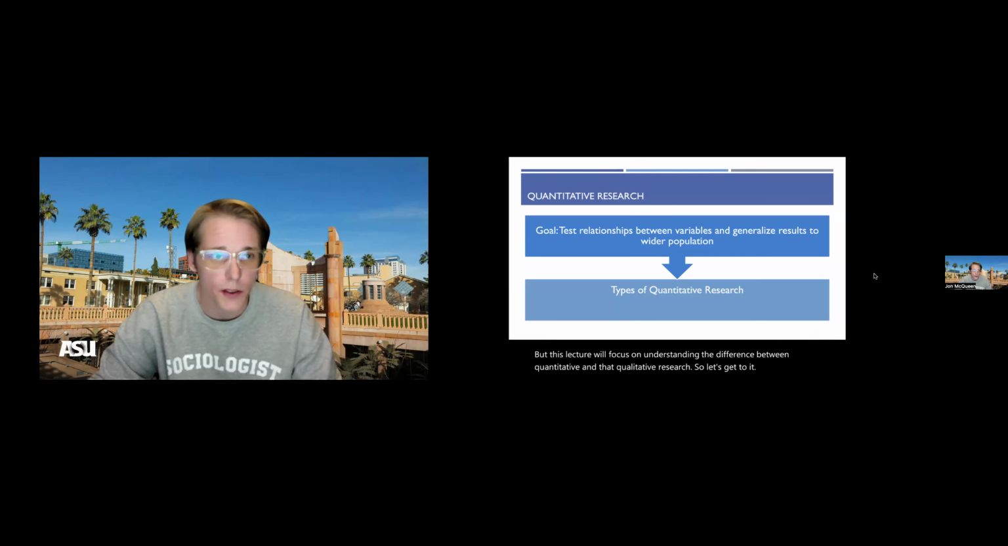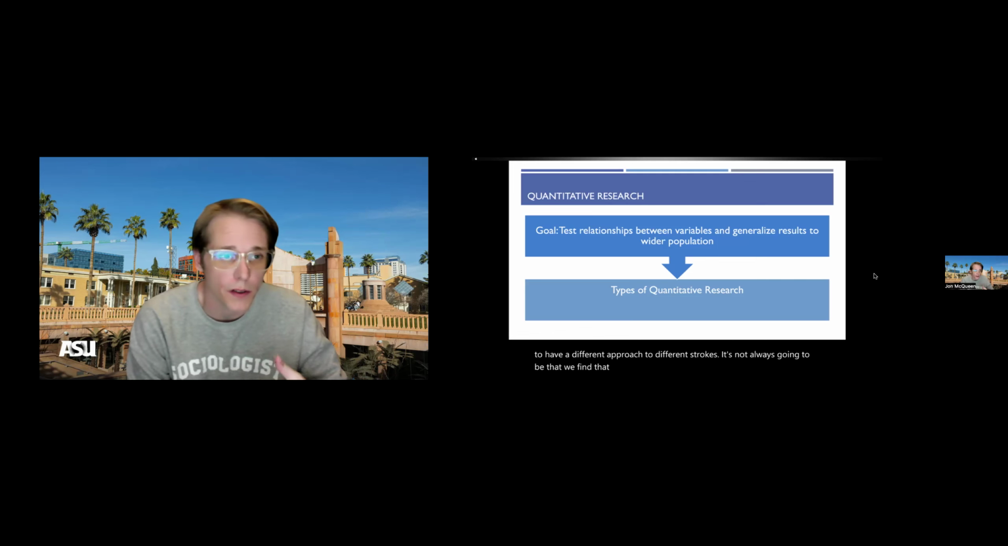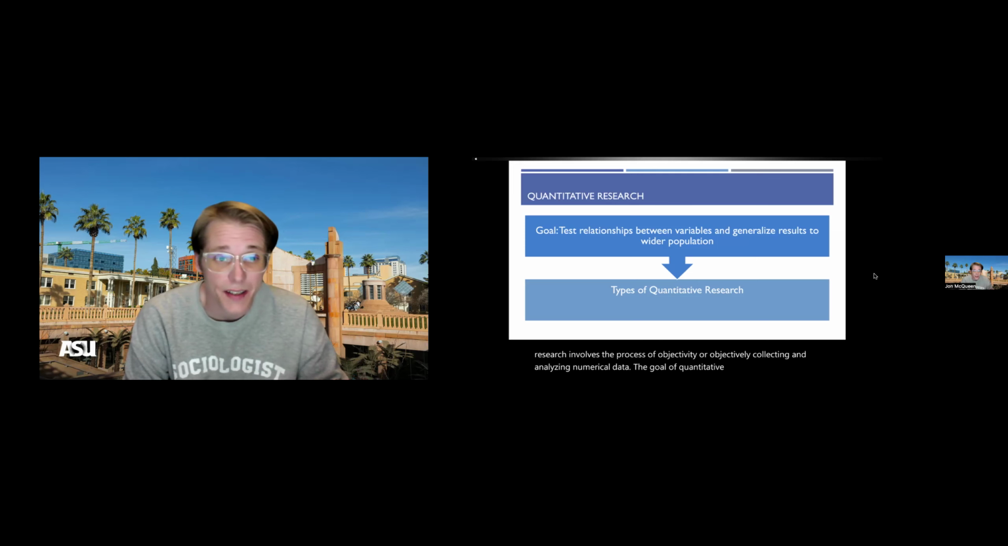So when we're looking at quant or qual, the goal is to have a different approach for different strokes. It's not always going to be that one method fits all of them. First, we're going to focus on quantitative research methods. Quantitative research involves objectively collecting and analyzing numerical data. The goal is to test relationships between variables and to generalize the results to a wider population. It's not feasible to have everybody do the sample, so we want it to be generalizable so that we can base it upon significance.